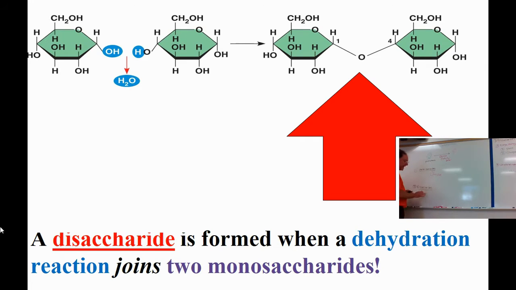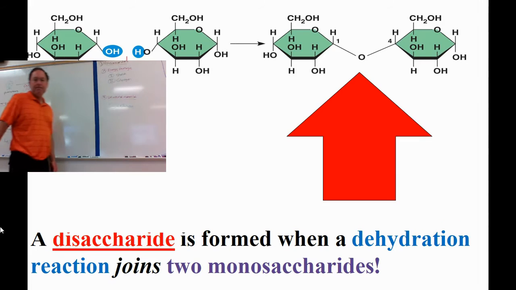Two representative disaccharides that we'll be learning about here are maltose and sucrose. Fructose is a type of fruit sugar, and it's actually a monosaccharide. You'll learn about that in the book. But maltose and sucrose, we're going to go over each of these.